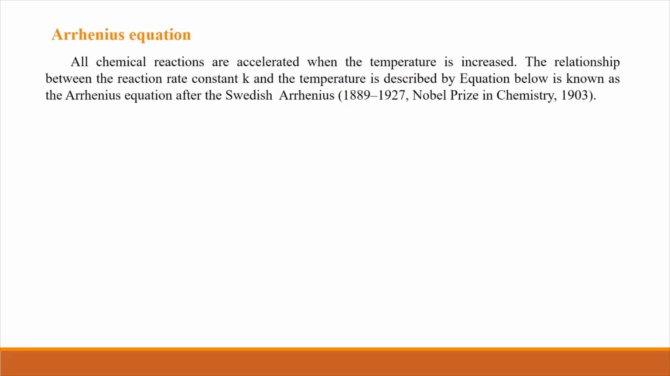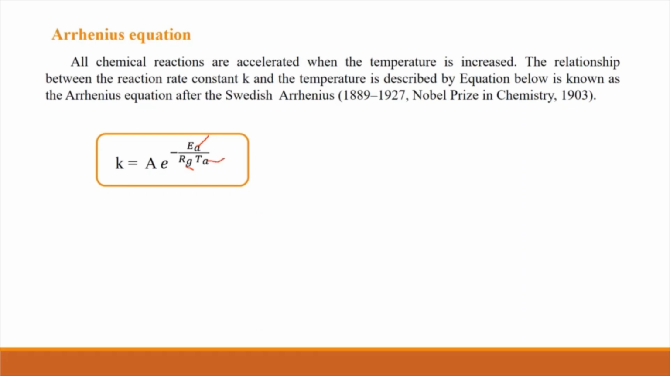Let us move to the Arrhenius equation. The Arrhenius equation explains the relation between reaction rate constant K and absolute temperature. This equation was given by the Swedish scientist Arrhenius, who lived between 1859 and 1927 and got the Nobel Prize in Chemistry in 1903. This is the Arrhenius equation, that is reaction rate constant K equal to A into e to the power minus EA by Rg into Ta. EA is the activation energy, Rg is the universal gas constant, and Ta is the absolute temperature.